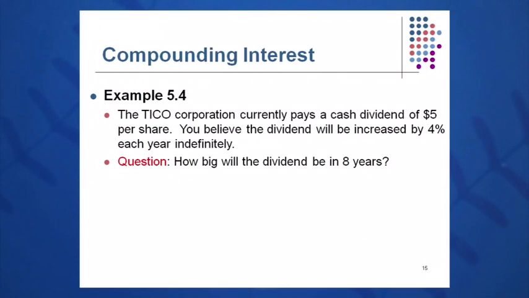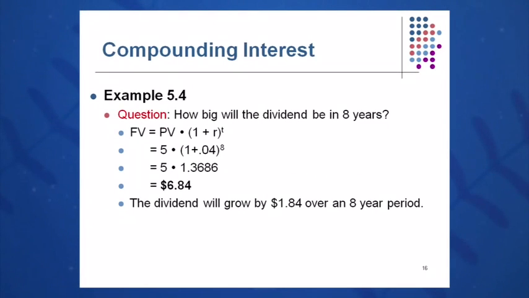Another example, example 5.4. Tyco Corporation currently pays a cash dividend of $5 per share. The dividend will be increased by 4% each year. How much will you have in 8 years? Very, very simple. The future value of this dividend will be present value of $5 times 1.04 to the eighth, and I get an answer of $6.84. So you can see how these equations can be used to figure out how quickly your money will multiply or how fast the dividend will grow over a time period. Again, it's compounded on itself.